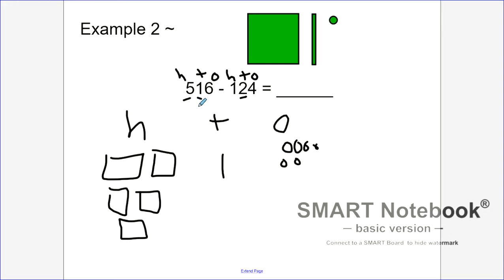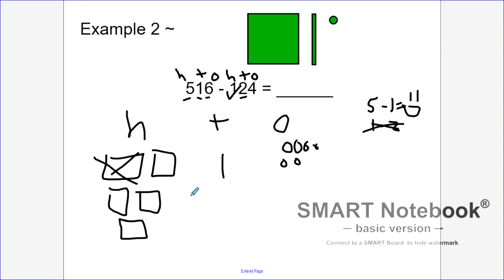Let's do our little mini math problems. H to H, so 5 minus 1. Our first digit is bigger. We won't need to regroup. 1 in the tens, subtracting the 2. Oh no, we can't do that quite yet. We have to regroup because 1 is smaller than 2. So we have to do our regrouping. We'll cross out 100.